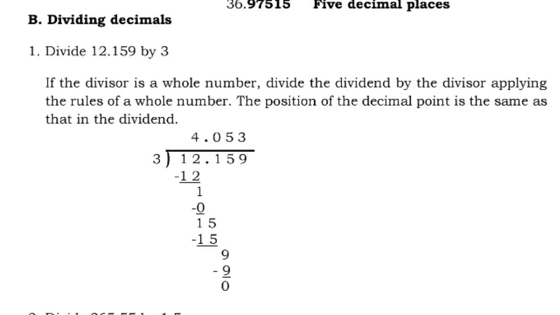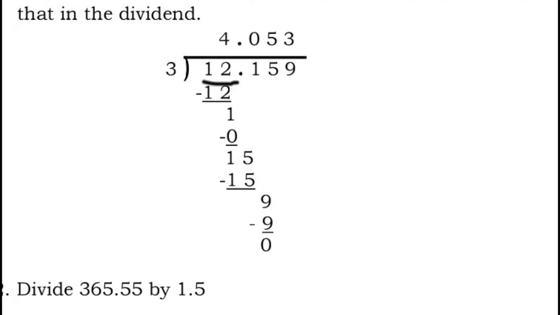Next is dividing decimals. So in dividing decimals, for example, divide 12.159 by 3. So if the divisor is a whole number, divide the dividend by the divisor applying the rules of a whole number. The position of the decimal point is the same as that in the dividend. So 12 divided by 3 here is 4. 4 times 3 is 12. 12 minus 12 is 0. So this should be 0. Bring down 1.